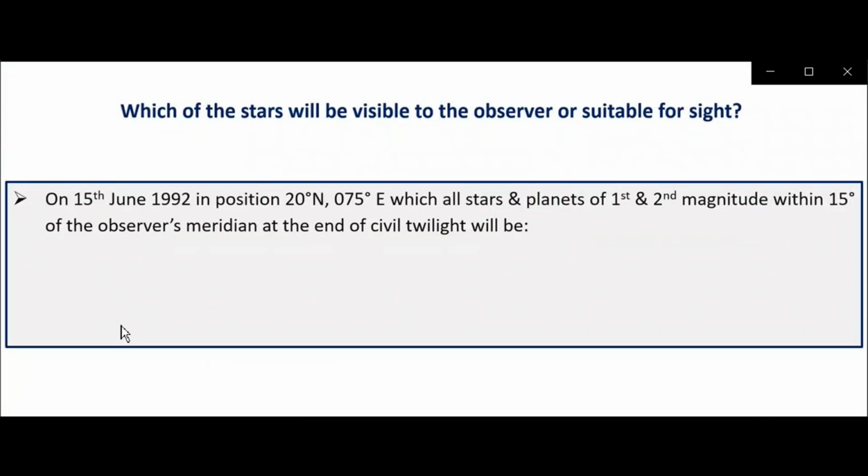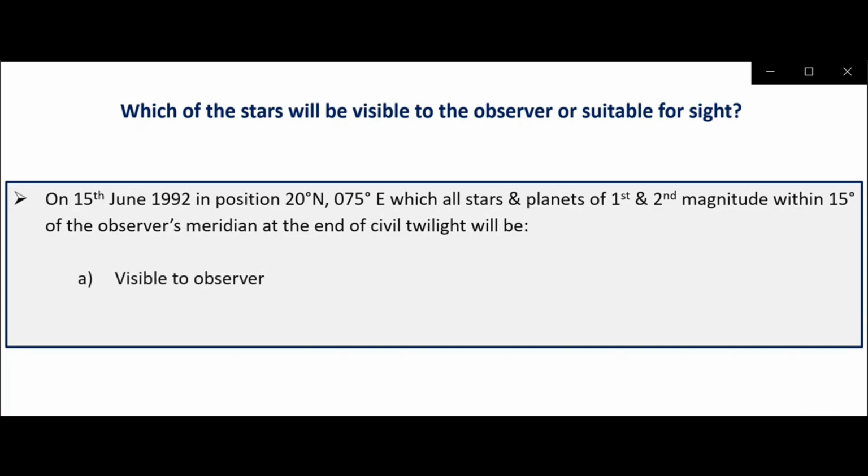We just learned to make a list of stars and planets which meet the requirement of given magnitude and which also lie within the given range of observer's meridian. Now, all these stars that we identified may be visible to the observer, may not be visible, may be suitable for taking sights, may not be suitable. So next we'll try and assess their visibility criteria and also their suitability for taking sights.